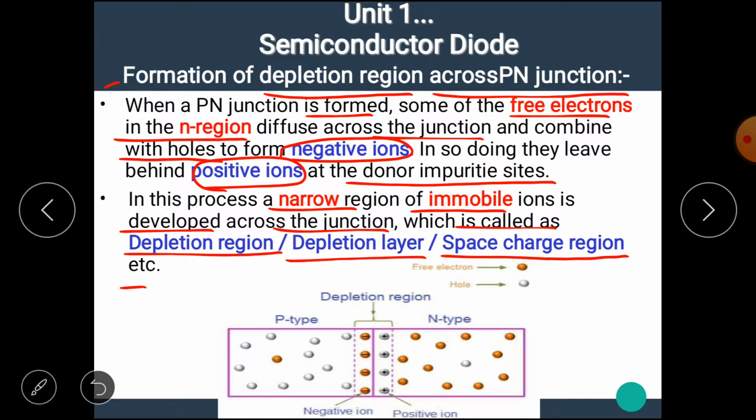As previously seen, these electrons cross the junction and become immobile negative ions. Similarly, these holes cross the junction and become positive immobile ions. What happens in this process? A narrow region of positive immobile ions and negative immobile ions is formed. This region is called the depletion region, which is formed across the PN junction. I hope you all understand the concept of depletion region.